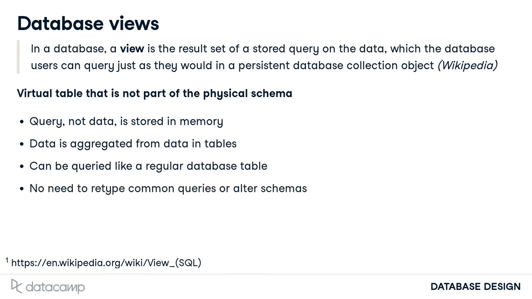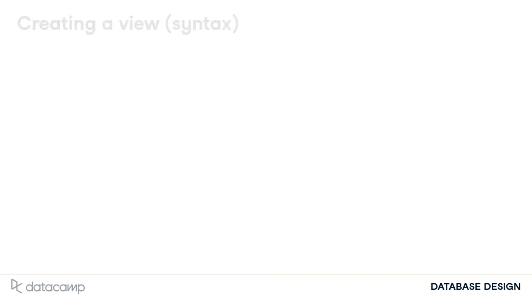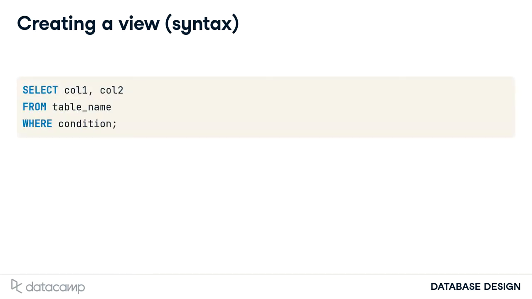The benefit of a view is that you don't need to retype common queries. It allows you to add virtual tables without altering the database's schema. Views are simple to create. You take the query of interest and add a line before it to name the view, as such.